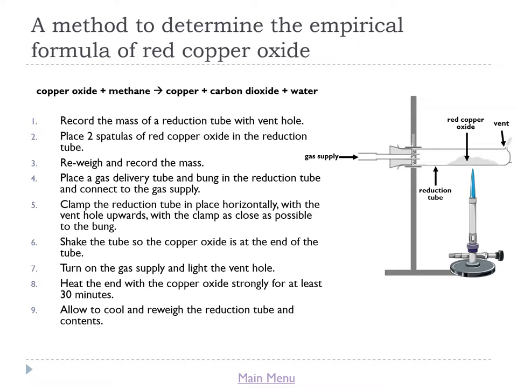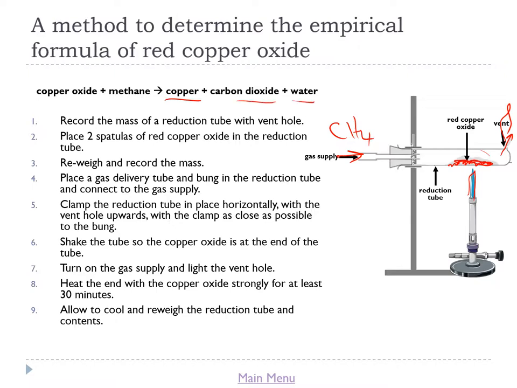empirical formula. So in this experiment, what you do is you have some red copper oxide here. It looks grey. I promise you it's red. Let's just colour it in. There's our nice red copper oxide. Okay. And we have it in this thing called a reduction tube. And what happens is we have gas going in here. Okay. And we heat it very, very strongly with a Bunsen burner. And we have a little hole here for the gas to come out. And we set light to that, so there's a flame there and there's a flame here. Now, here's the thing. The gas supply contains methane, CH4, and when the red copper oxide here reacts with methane, it makes copper and carbon dioxide and water.